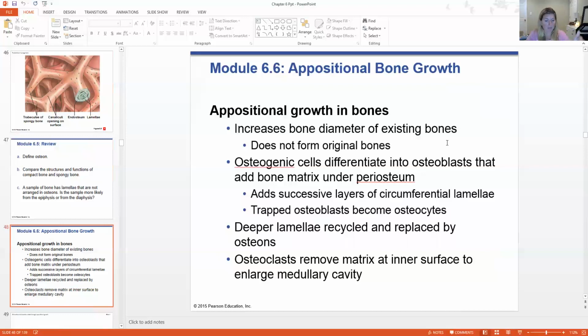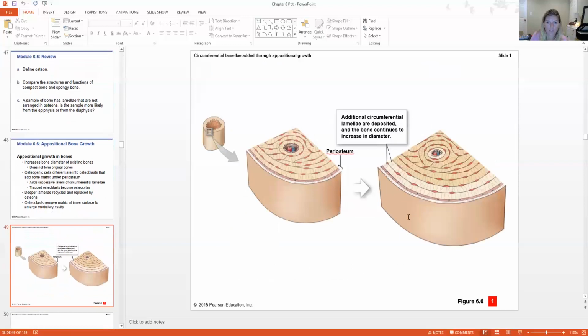It's basically adding more rings to the tree trunk, so to speak, adding more circumferential lamella. The osteoblasts will then become osteocytes once they're surrounded by that ossified tissue. The deeper lamellae can be recycled and replaced by the osteons, and osteoclasts will help remove and eat away the bone at the inner surfaces to allow that medullary cavity to grow as well. So here you see the process. This is all, again, happening under the periosteum. As these number of rings are being laid down, the bone will grow in diameter.